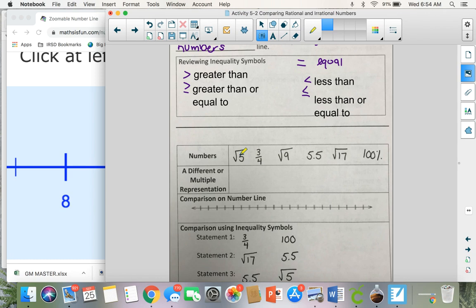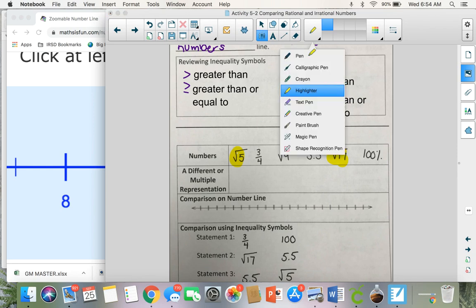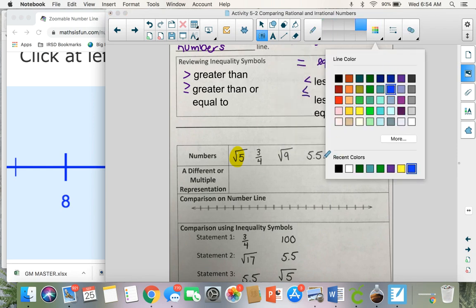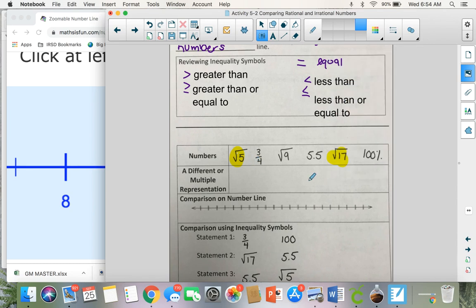Great. You should have highlighted the square root of 5 and the square root of 17. Those are our two irrational numbers. So now we're going to represent those irrational numbers in a different way. When I look at the square root of 5, I want to approximate it using rational numbers. I know that the perfect square before it is 4, and the perfect square after it is 9. My base of 4 is 2, my base of 9 is 3, so I know that the square root of 5 is somewhere in between 2 and 3.